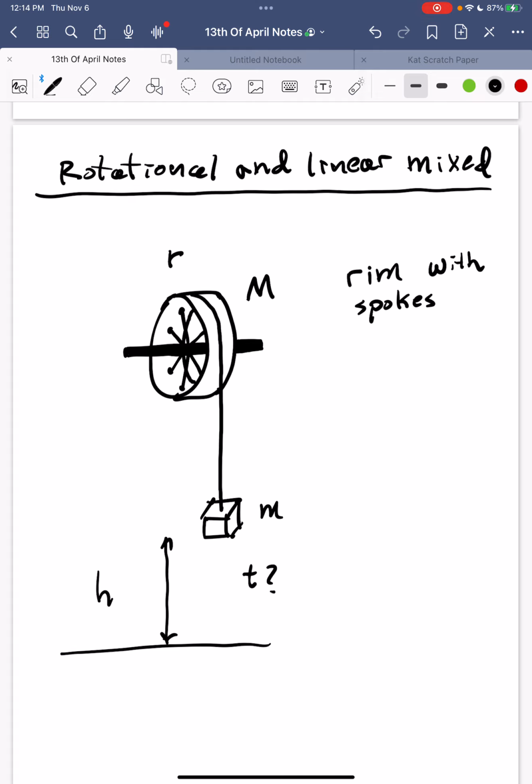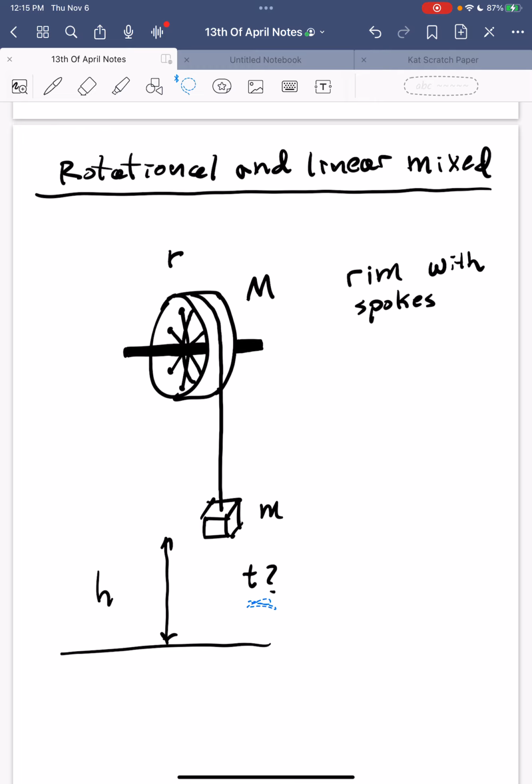So here's the problem. We've got a wheel like this. It's a wheel that's spoked and it has a rim, and draped over the wheel is a cord, and that cord goes down like this to a mass, and that mass is held above the ground by some distance h, and we want to find out the time it takes for this thing to fall. Okay, so let's see if we can set this thing up.